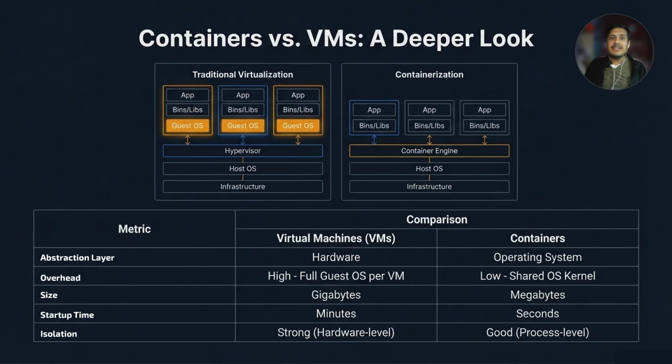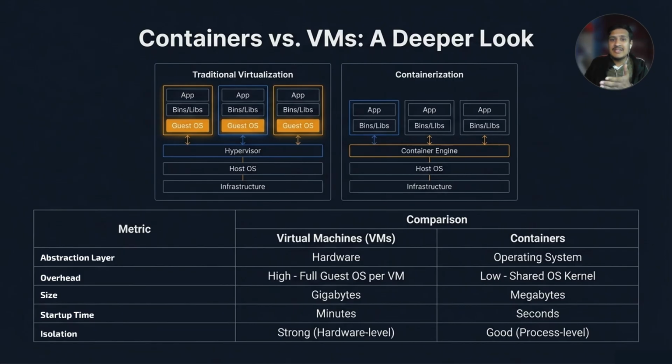Okay, so now let's get technical and compare the architectures side by side. On the left, you see traditional virtualization. Notice the stack: infrastructure, then the host OS, then the hypervisor, which acts as a medium between the host OS and virtual machines, and then multiple guest OSs that suck up the system resources. The hypervisor's job is to emulate hardware. This means strong isolation but at a higher cost.